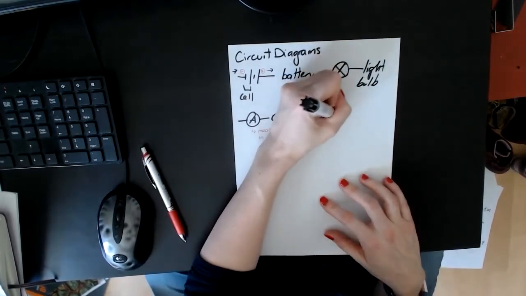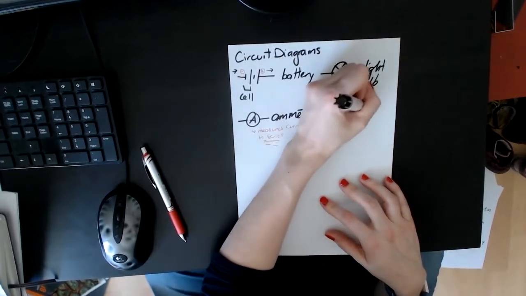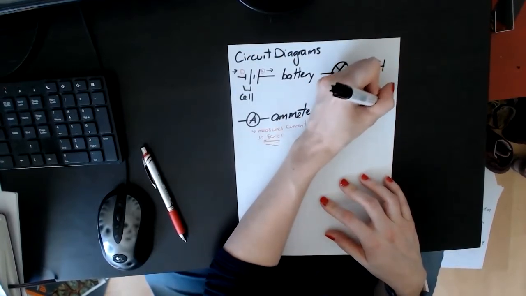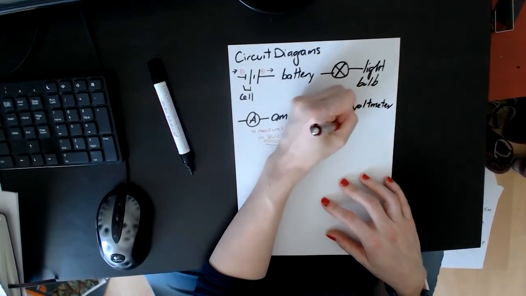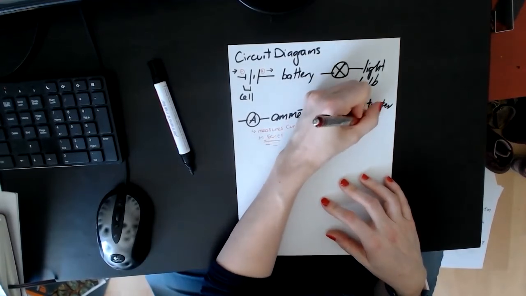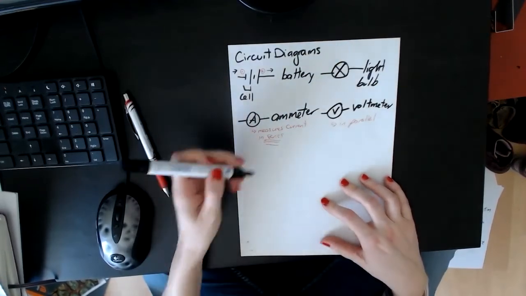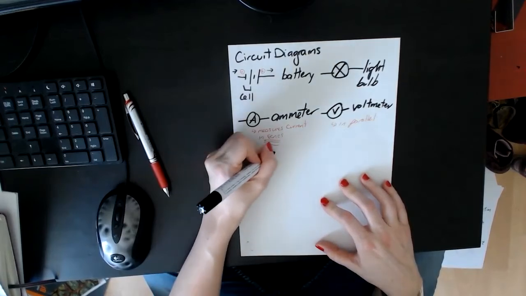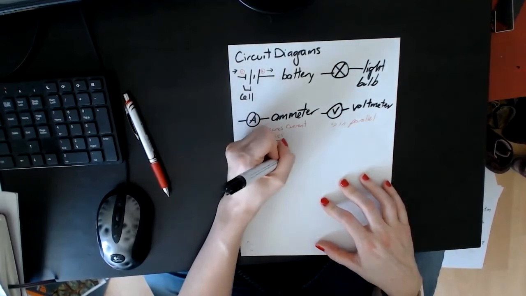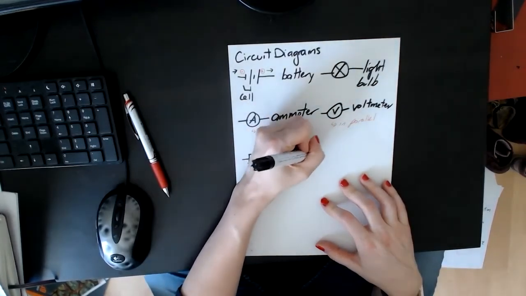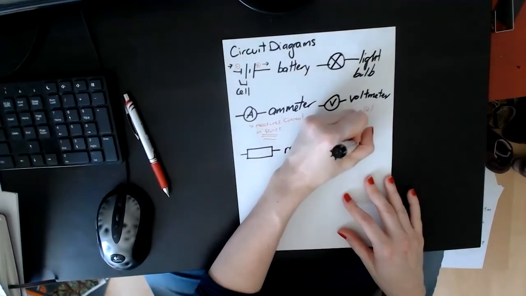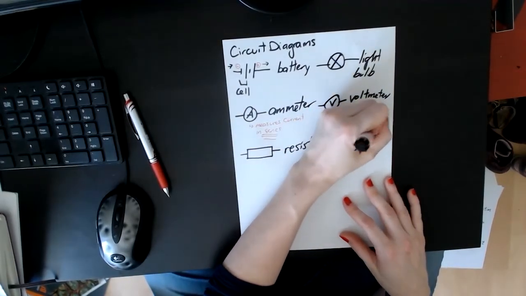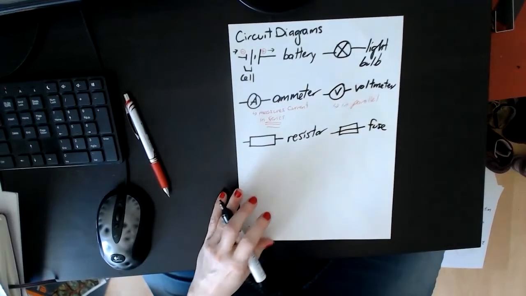Then if you want to measure voltage, you would use a voltmeter, and a voltmeter should always be put in parallel into a circuit diagram, right? This is the symbol for a resistor, and I'll do another video where I talk about the different types of resistors. This I already had on one of the other videos, but in case you didn't watch that one, this is a fuse, all right?